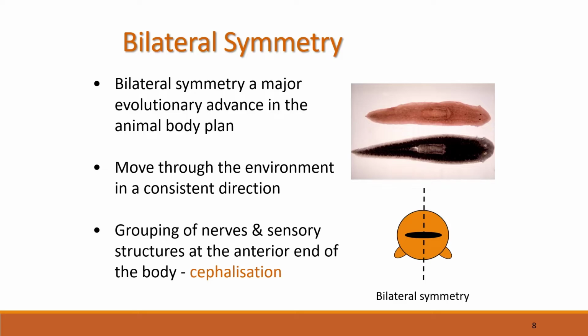And this development of a head where you get these clusterings of nerves and sensory structures is called cephalization. And cephalization is often considered a consequence of the development of bilateral symmetry. And we will look at the nervous system of the platyhelminths in detail towards the end of the session, but just remember how we believe its development is associated with the evolution of this bilateral symmetry. So you're unlikely to get this cephalization without first having some degree of bilateral symmetry.